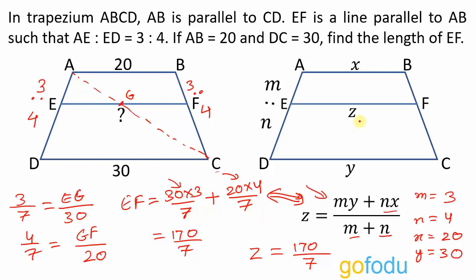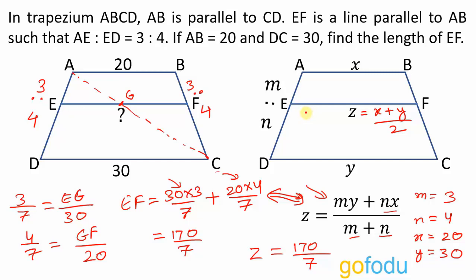Now in this case, if we draw a median, that is a line joining halfway between the two bases, then this line EF is a median. That means point E is the midpoint of AD and F is the midpoint of BC. Then this line will be called the median of this trapezium, and its length EF would be equal to the arithmetic mean of the parallel sides, x plus y upon 2. When EF is the median, the ratio m is to n is 1:1.